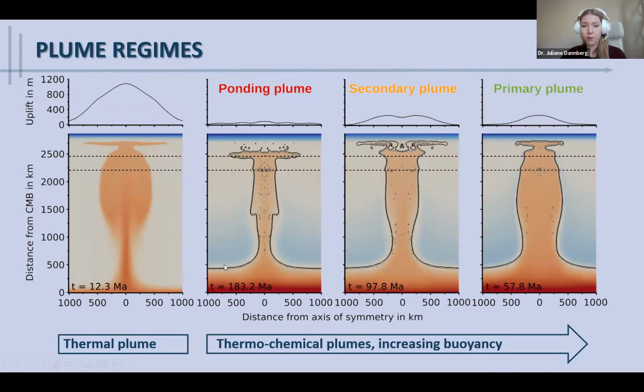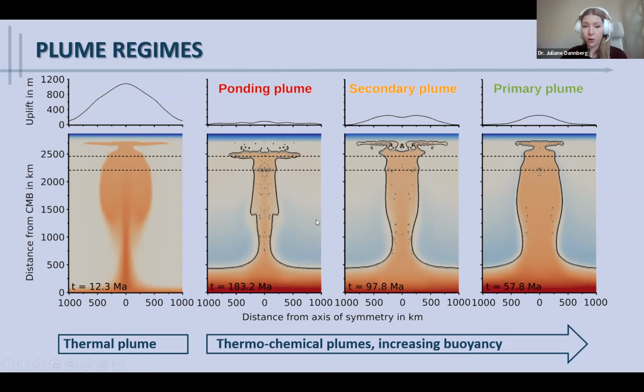So here we see 4 different models of plumes rising through the mantle, where the colors again show temperature, and red is hot and blue is cold. The model on the left is a thermal plume, where we said, well, this one can always rise from the core-mantle boundary to the surface, and it has this classical shape with the plume head and the thin plume tail. And this would also cause the kilometer-scale surface uplift. Now, the other 3 models are different models of thermochemical plumes, where the buoyancy increases from left towards the right.